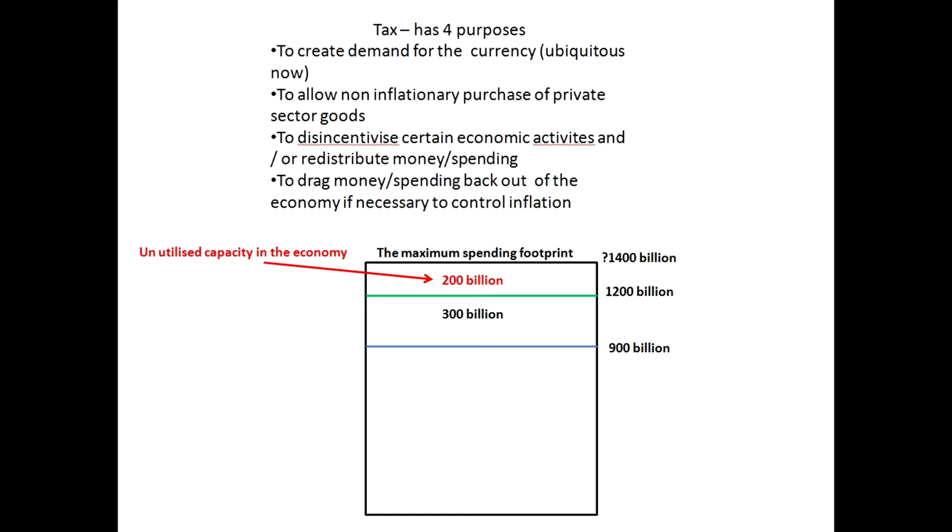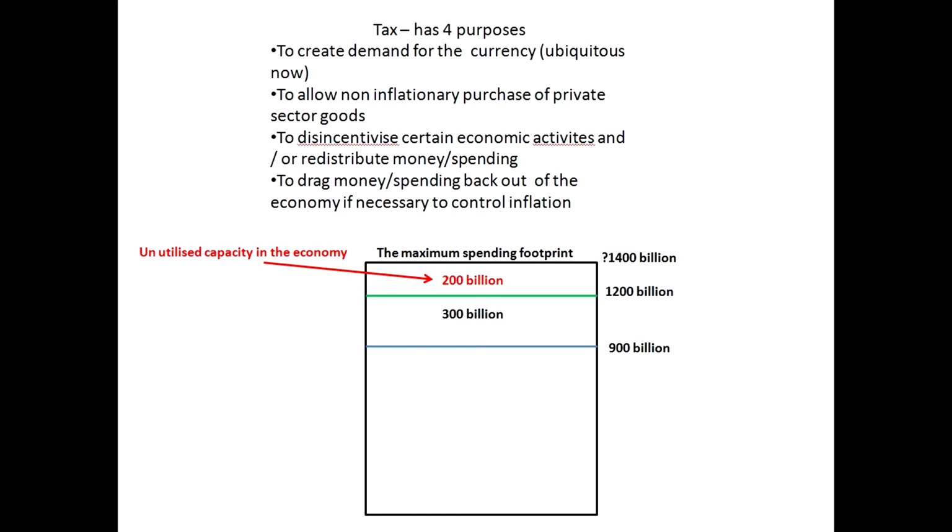A second reason for tax use is to allow non-inflationary purchase of private sector goods. So if you are the government and you want to access certain goods and you don't want to be competing with private sector dollars for it, you can tax those dollars away from the private sector and access the goods yourself without driving the price up. Another one is to disincentivize certain economic activities. So a tax on cigarettes is an example of this. The more tax you have on it, the higher the price, and therefore the more people are pushed away from using them.